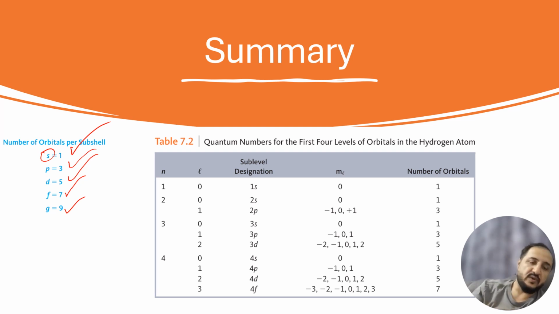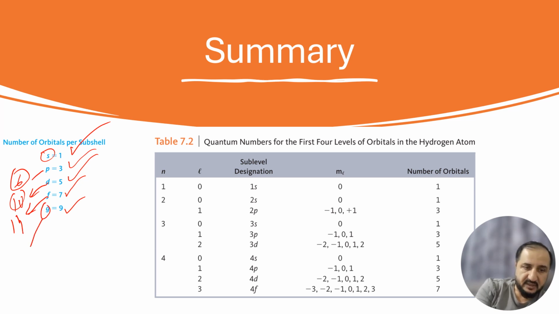So S will accommodate 2, P, 2 times 3, will give you 6 electrons. D will give you 5 times 2, 10 electrons. F will give you 7 times 2, 14 electrons. And G will give you 9 times 2, which makes 18 electrons there.